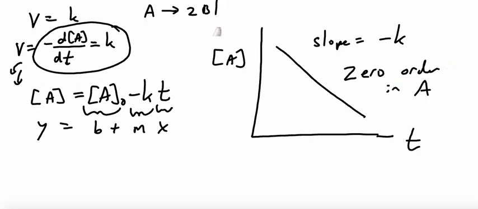Okay. So make sure that you've got that equivalence in your head: 0 order in A means if you graph [A] as a function of t, it's a straight line.